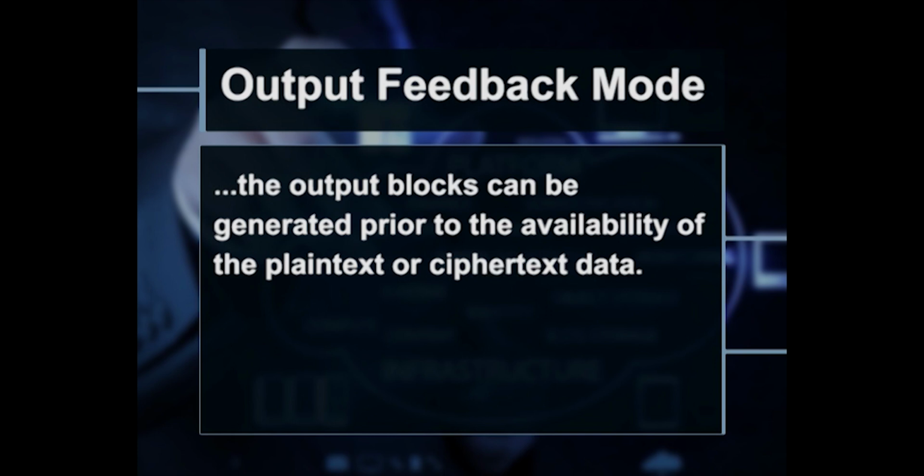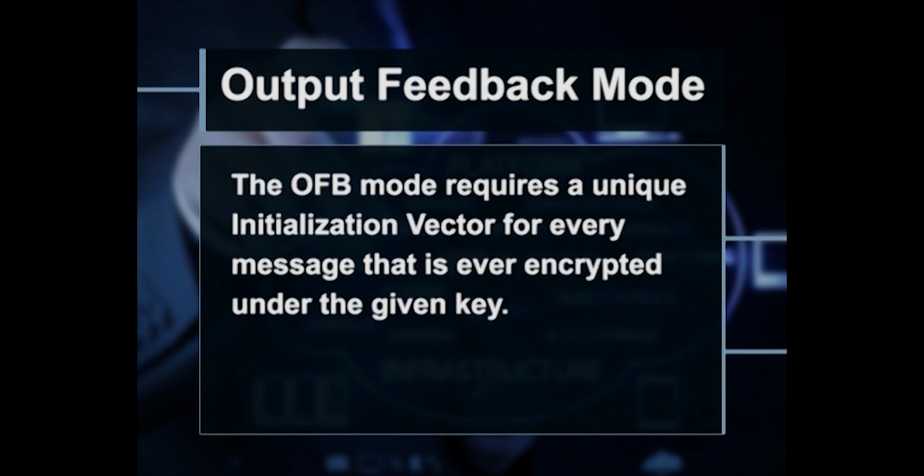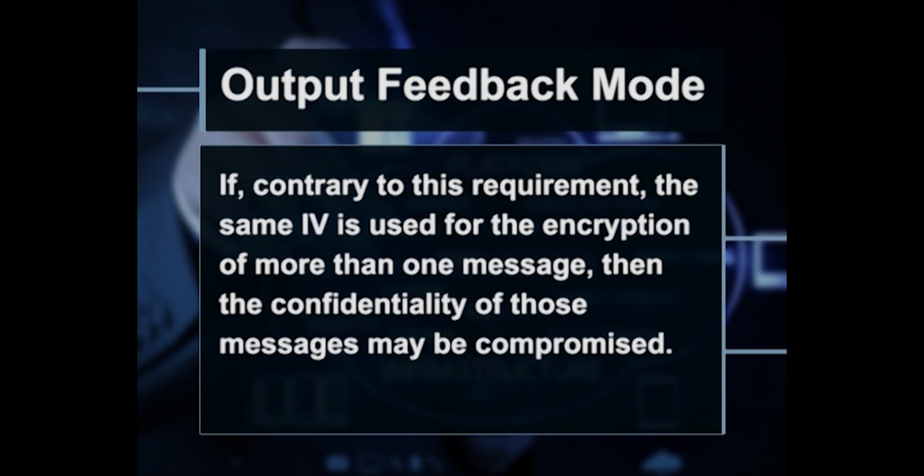or ciphertext data. The OFB mode requires a unique initialization vector for every message that is ever encrypted under the given key. If, contrary to this requirement, the same initialization vector is used for the encryption of more than one message, then the confidentiality of those messages can be compromised.